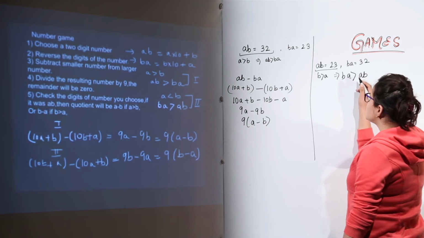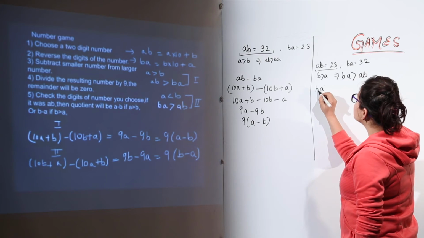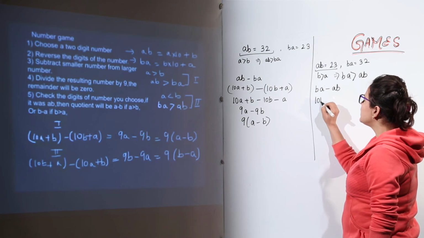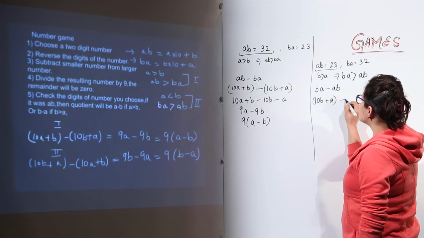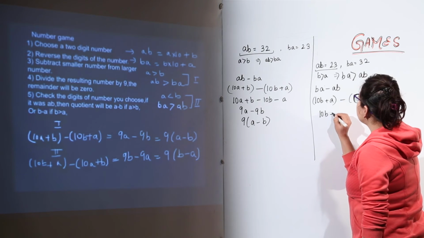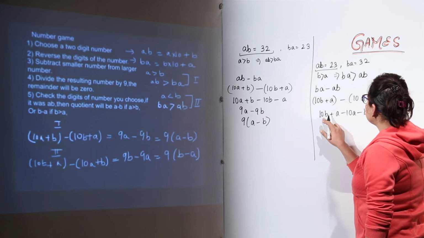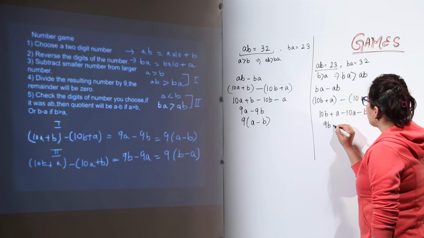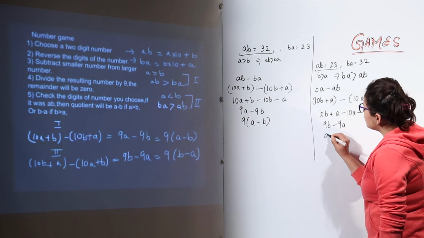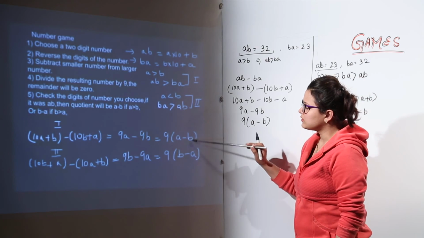Done. Now obviously we will subtract the smaller number from the larger number. So we will do BA minus AB. Now BA can be written as 10B plus A minus 10A plus B. What do we get? 10B plus A minus 10A minus B. We are getting 10B minus B equal to 9B. Minus, why? Because minus 10A plus A is going to give us minus 9A. So we get 9 as common and B minus A. So that is the case in both the cases.